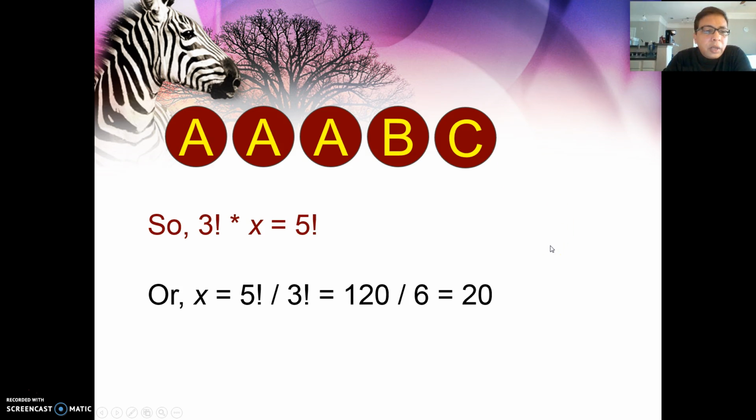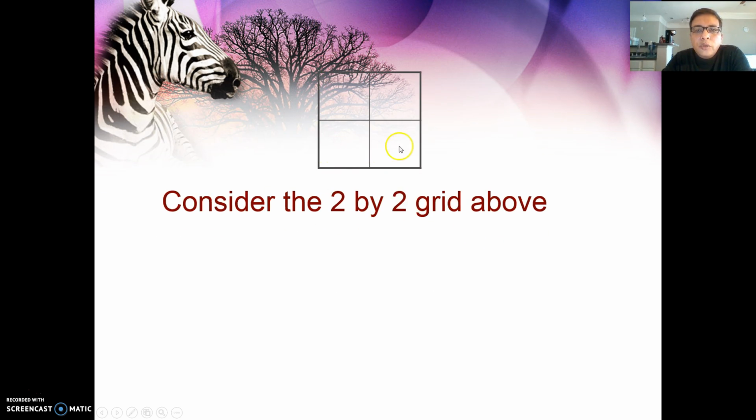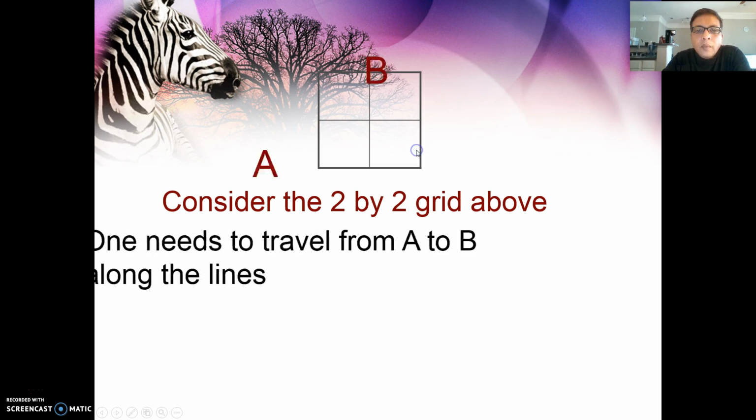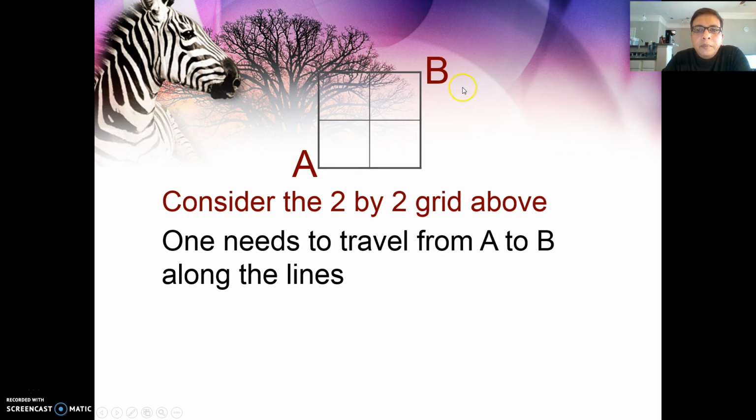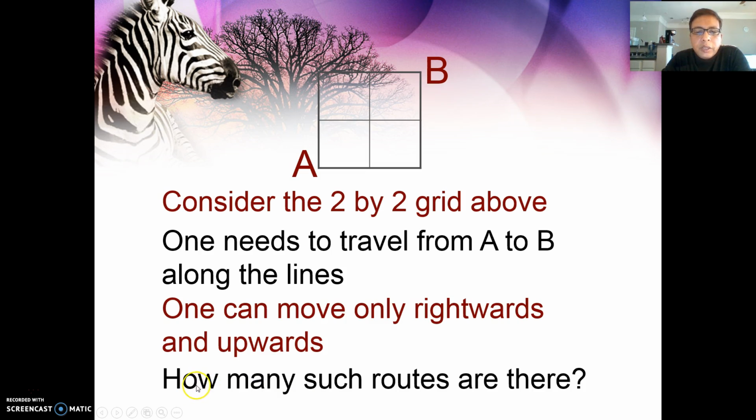So now let's go to the last problem. Consider a 2 by 2 grid here. I have 2 corners, A and B. One needs to travel from A to B along the lines. One can move only rightwards and upwards. The question is, how many such routes are there?